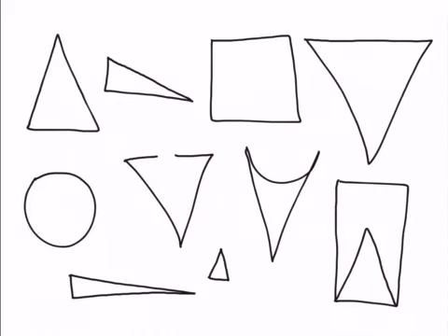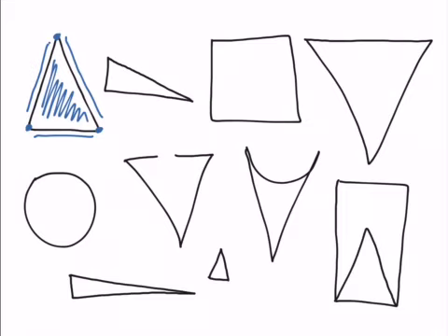Okay, so I'm looking at this first shape. Let's check it. Let's see if it has 3 corners. 1, 2, 3. All right, so far so good. Let's check the sides. 1, 2, 3. It's a triangle, so I'm going to shade it in. Very, very quickly shade it in. Just like that. Let's check the next shape.